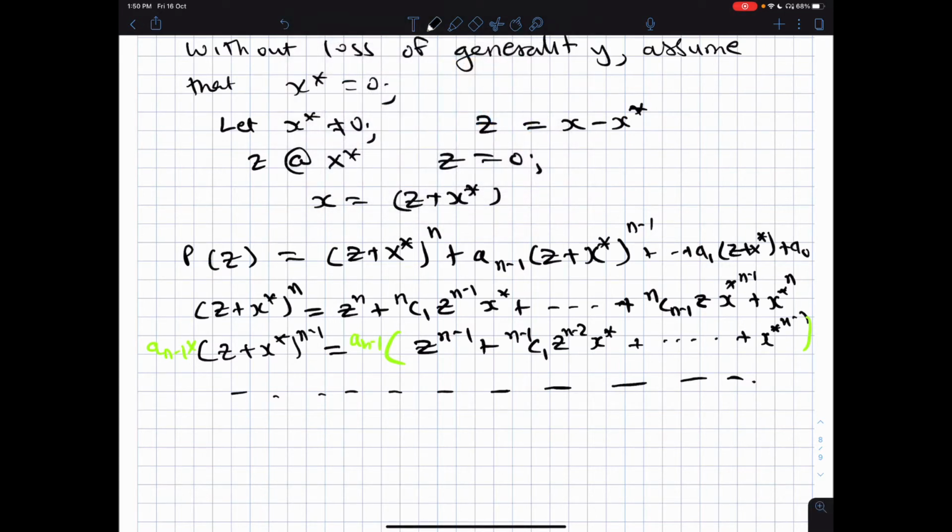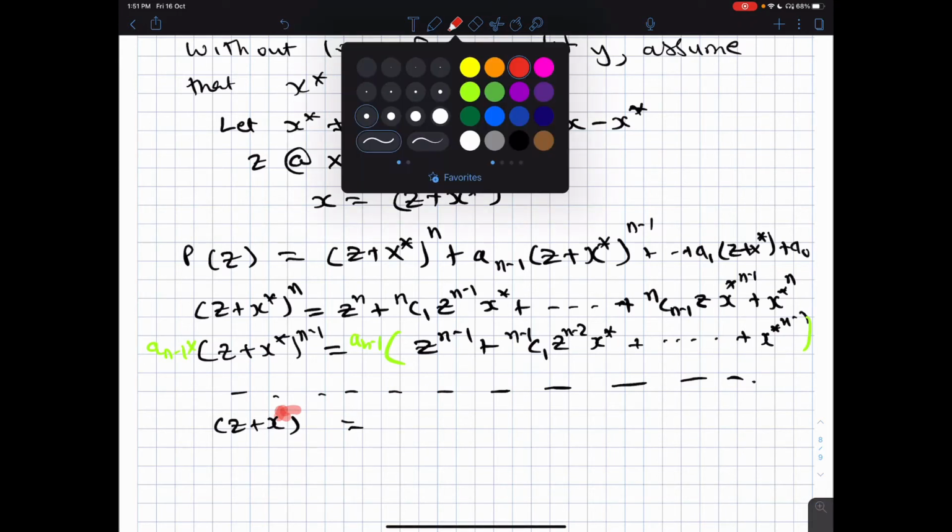And just before we terminate, we will get the term z plus x star, for which I don't need to apply any binomial expansion. So I'll just write it here. Oh god, what am I doing?